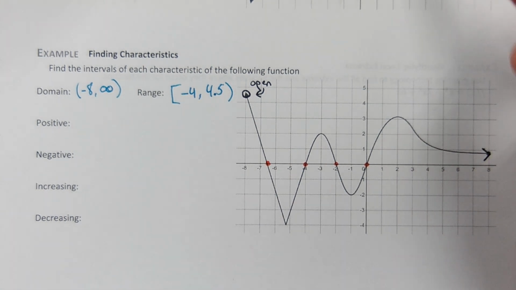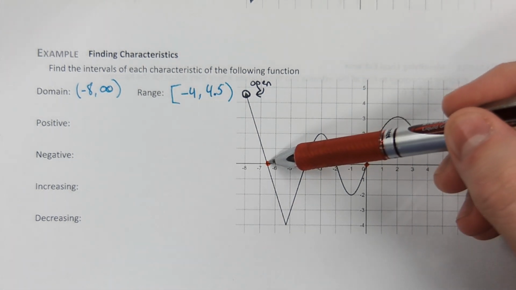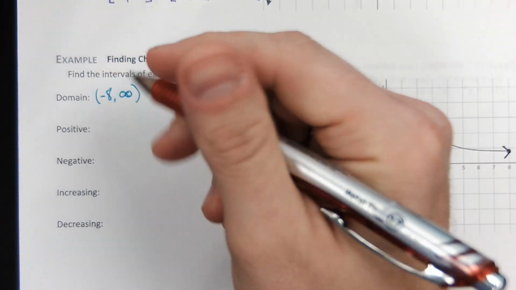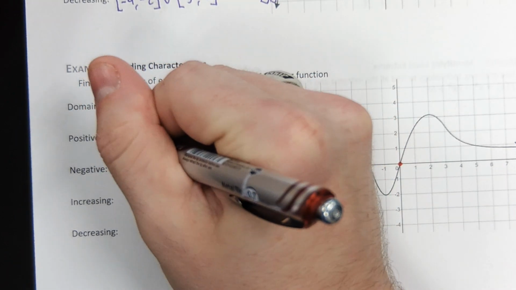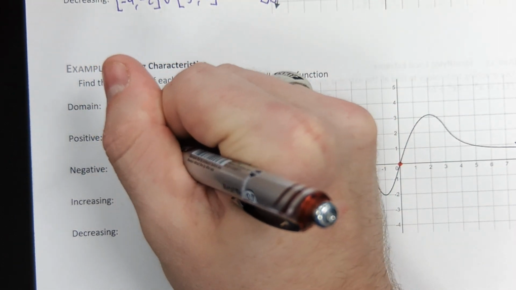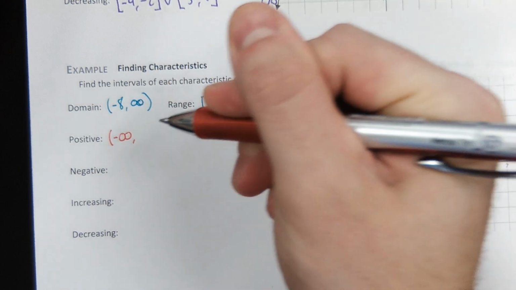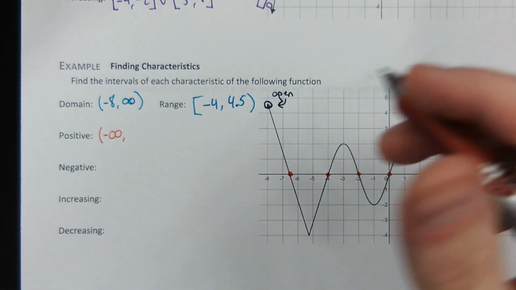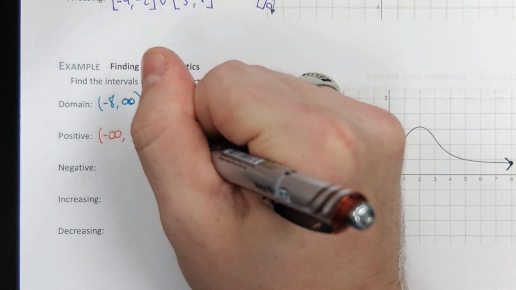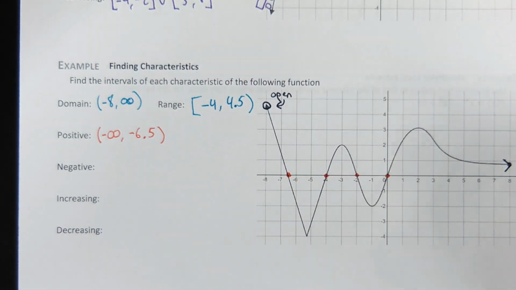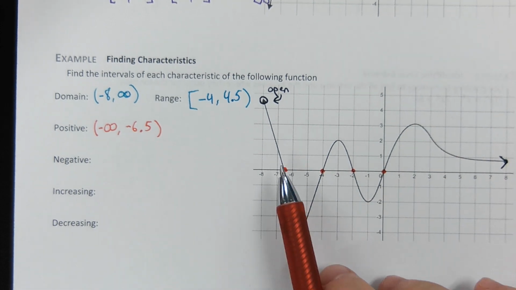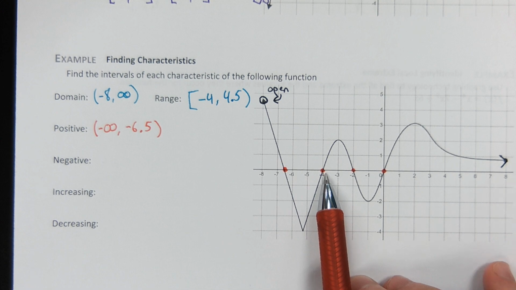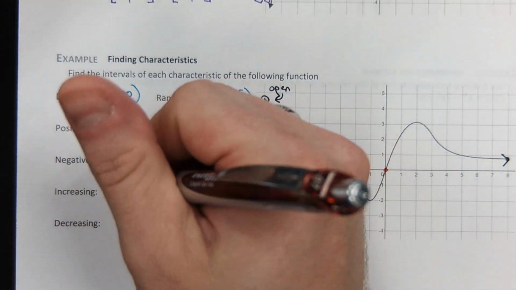To the left of this dot, we're above the x-axis. We stop being above the x-axis around negative 6.5. But from that number to that number, we'll be below the x-axis. But my values are negative.